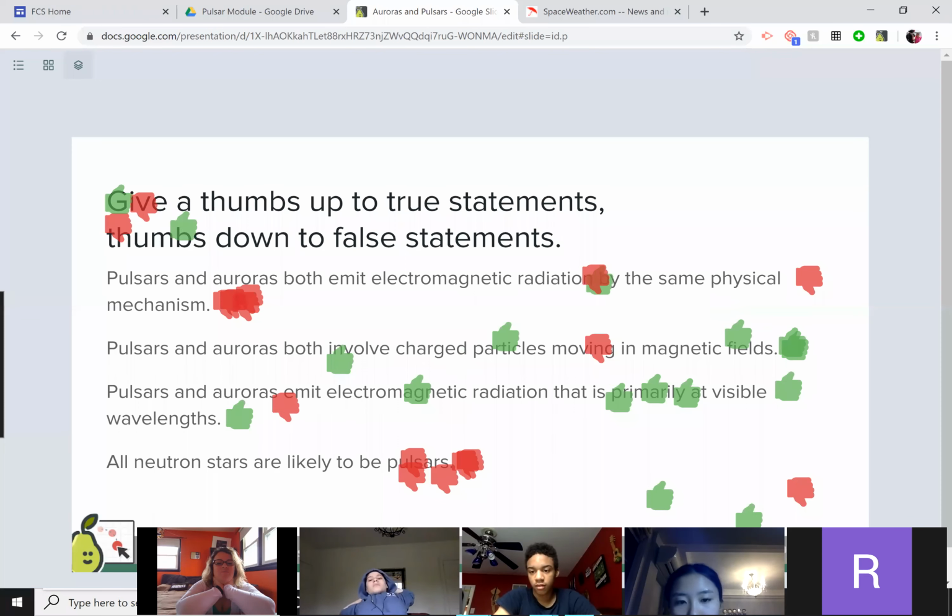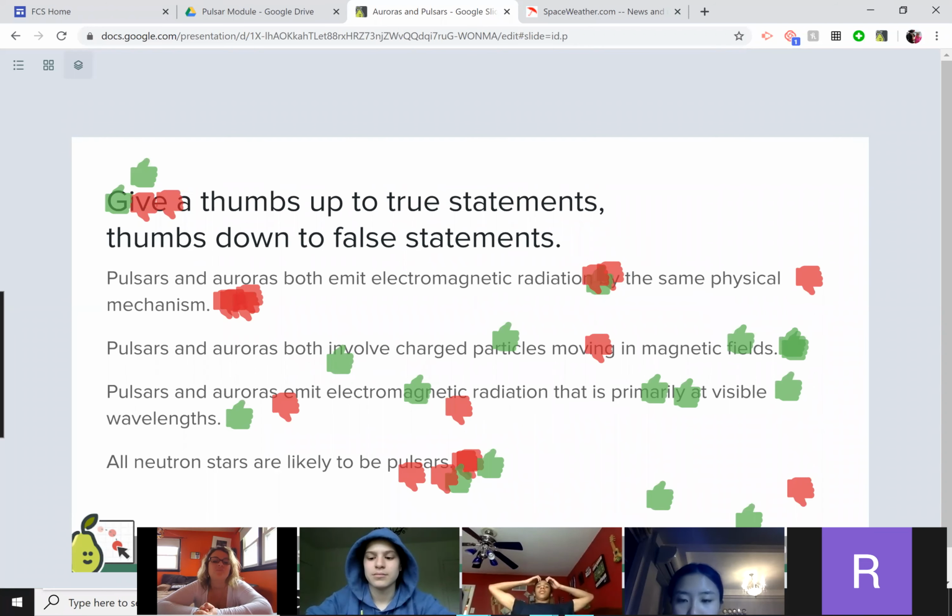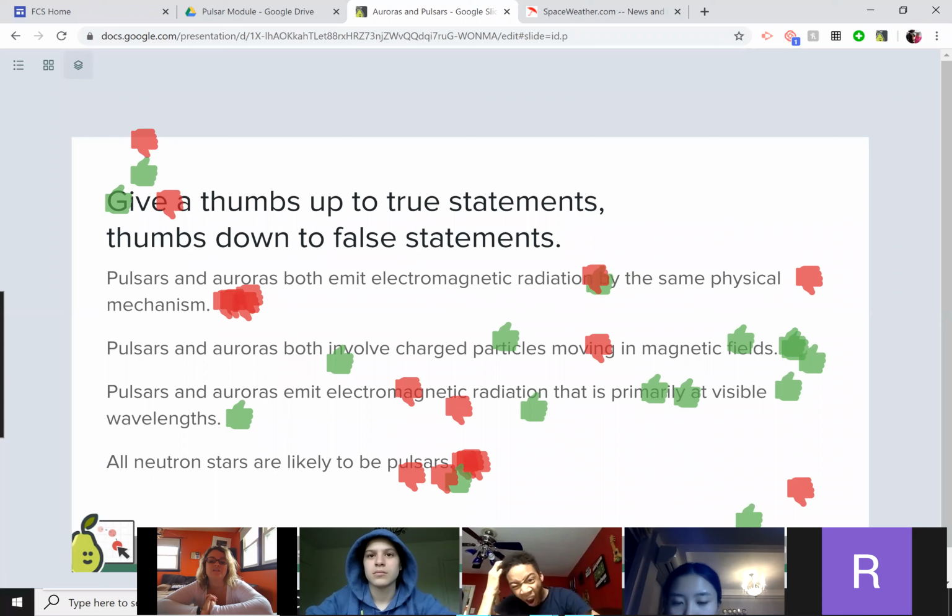Okay, so the first statement: pulsars and auroras both emit electromagnetic radiation by the same physical mechanism. I see many thumbs down. Somebody's got a thumb up there. What do you think? I like the thumbs down on that one. We just discussed that, so it's not the same physical mechanism. One is synchrotron radiation potentially, the other one is collisional excitation. It's very unlikely that pulsars would be radiating by collisional excitation.